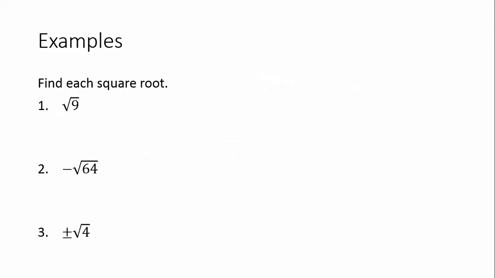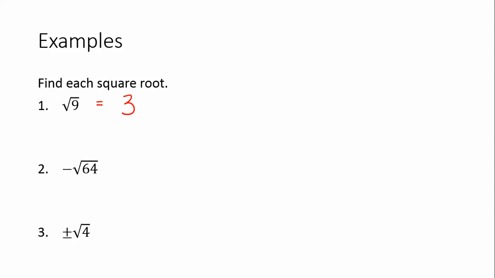First I want you to just find the square roots. The first one is the square root of 9. What you're asking yourself is, what's a number that you can multiply times itself to get 9? So what number times itself is 9? Hopefully you're saying 3, because 3 times 3 is 9. So that's finding the positive square root of 9.